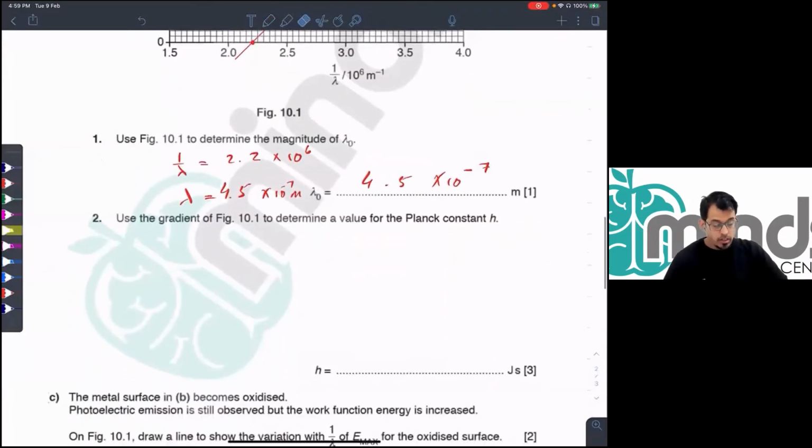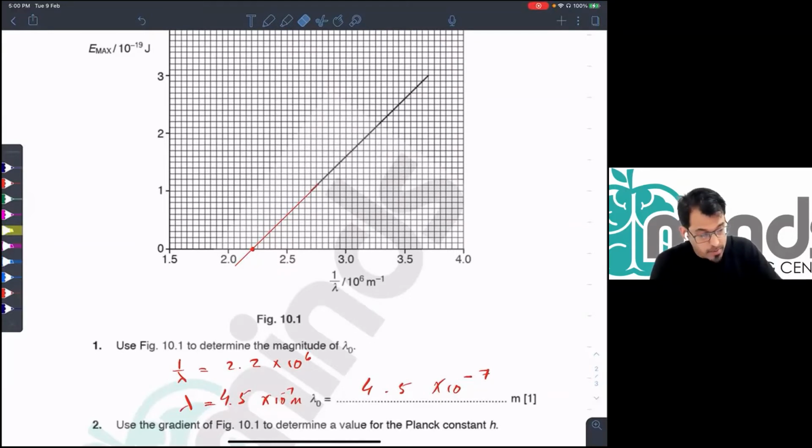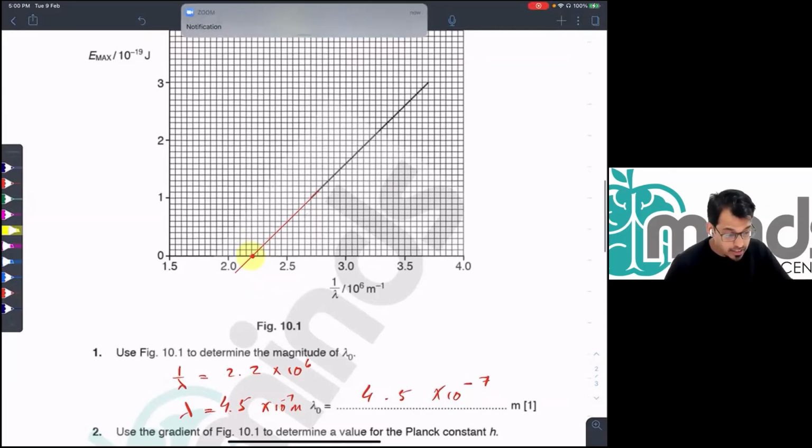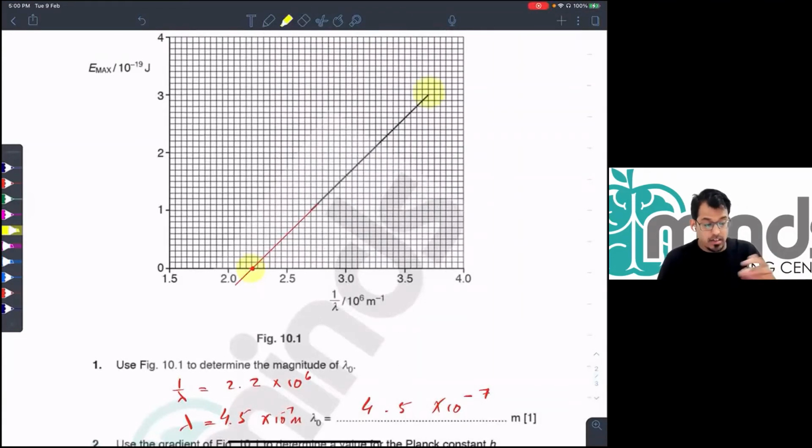Okay, next. Use the gradient of figure 10.1 to determine the value for the Planck constant. How to calculate gradient? Change in y over change in x. So you may take any two values. The easiest approach could be to take this point, because we already know its coordinates. This is 2.2 exponent 6 comma 0, because y is 0 here. And the next point, you may take this one. So this will give you the gradient.